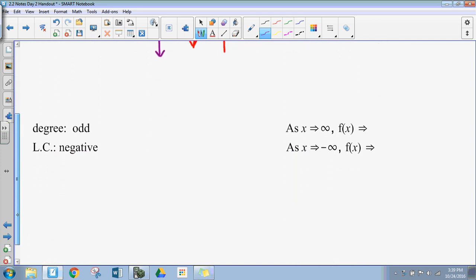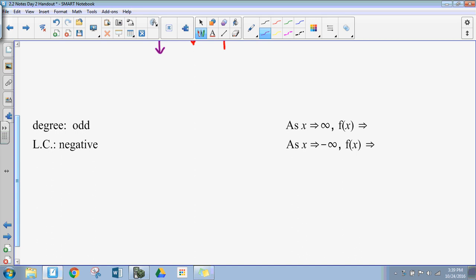So now we're going to look at this again, an odd function, but my leading coefficient, what's in front of my highest degree, is now negative. It doesn't have to be a 1, it can be anything, -3, -2, whatever that is. So when we go back to our most basic case, that would be negative x. If you think about negative x, that's a line with a negative slope, so it's going down and to the right.